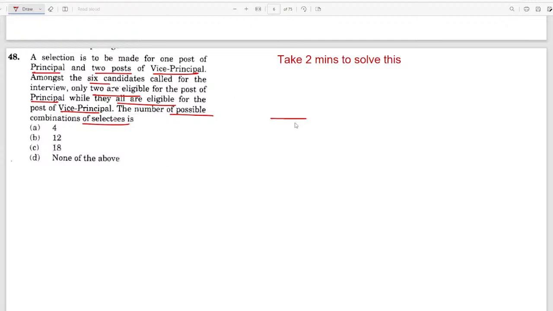There is one post for principal and 2 posts for vice principal. And they are saying there are 6 candidates in total. Out of these 6, only 2 are eligible for the post of principal. So for principal, there are only 2 people that can be selected. So for choosing this, that is 2C1. You have to choose 1 of the 2 people for the one post here.